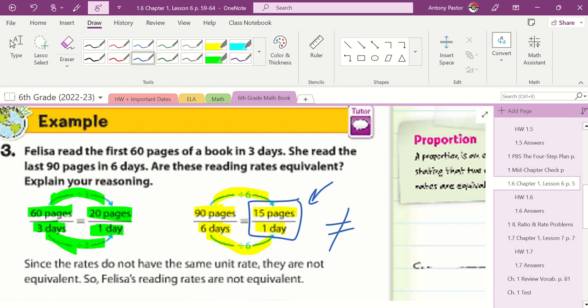If she kept the same pace of reading 20 pages per day, if when I divided this made it 20, we would say they're equivalent. But because it is 15 pages in 1 day, she did not use the same rate. She did not read at the same pace. Therefore, these are not equivalent.